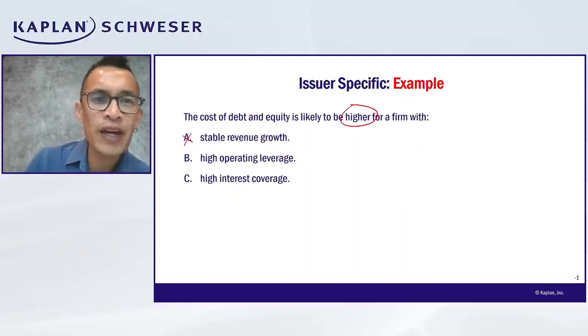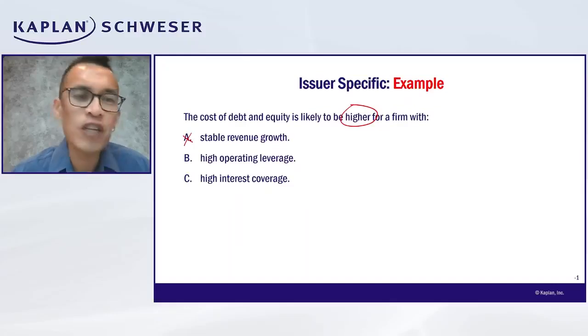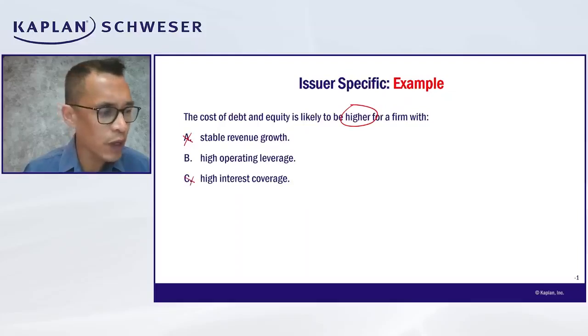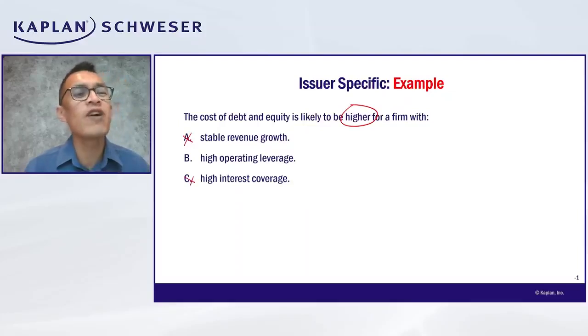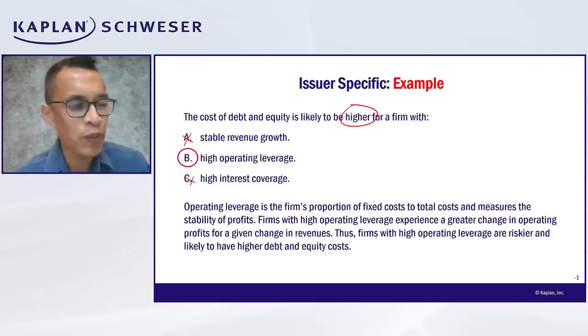The other thing we can do is eliminate answer choice C. High interest coverage is actually very good, because this means relatively low debt and low financial leverage, and that would lower the cost of capital. So that leaves only answer B, which is correct, since higher operating leverage implies greater risk and therefore a higher cost of capital.